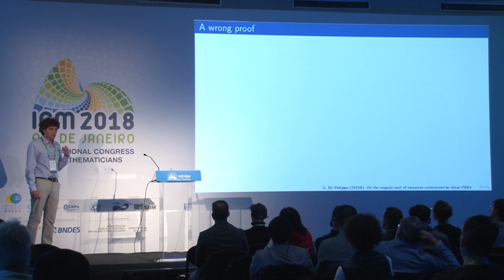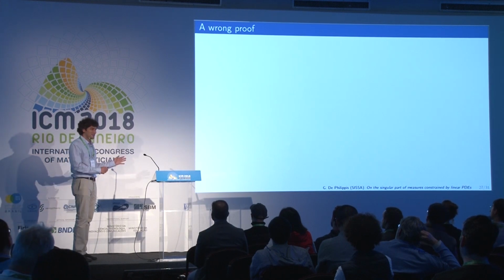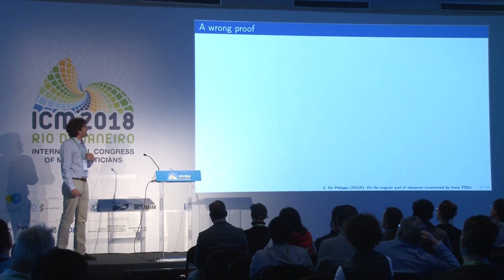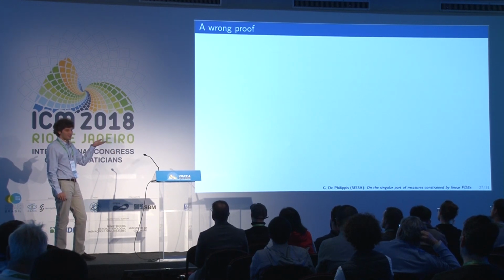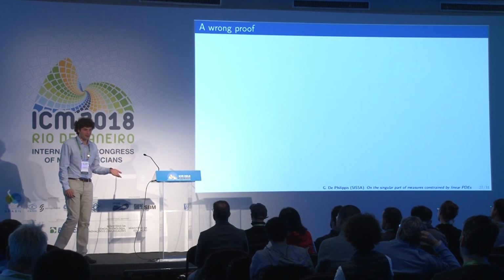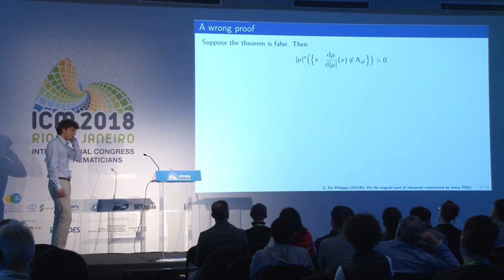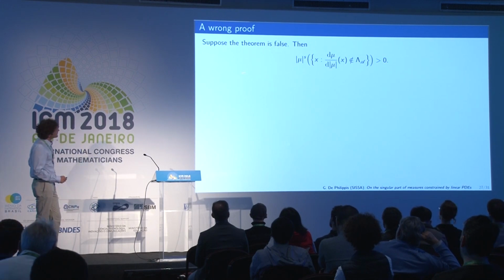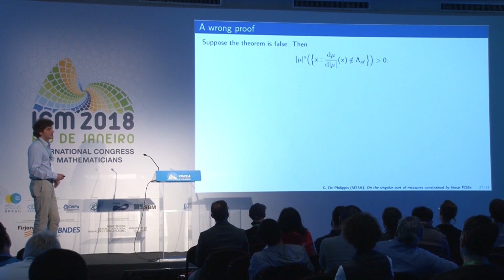And I will start with a wrong proof, which contains, I think, the right ideas somehow, and which shows you once more why this wave cone has to appear in this context. So let's start by assuming that the theorem is false. If the theorem is false, this means that the set of those points for which the polar does not belong to the wave cone needs to have positive singular measure.